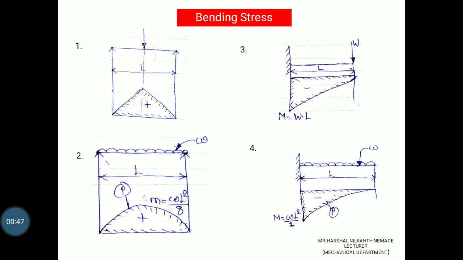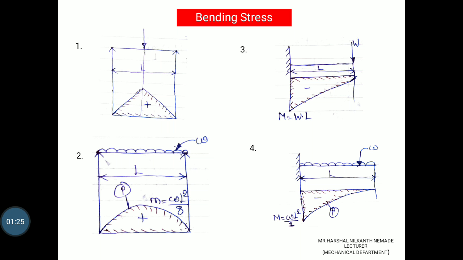For the third, there is a cantilever beam. One end is free and the other end is fixed. You may see a triangular section. M is equal to W into L. For the fourth one, when there is a cantilever beam with a whole span of UDL, you may see the parabola curve. So M is equal to W L square divided by 2. Whatever I have given: M is equal to W L square divided by 8, M is equal to W into L, M is equal to W L square divided by 2.